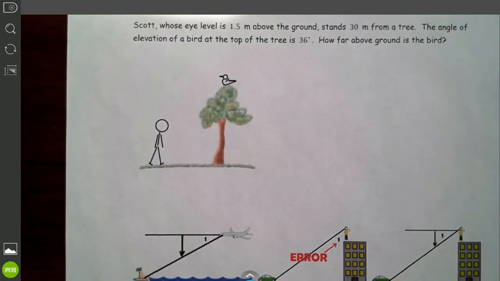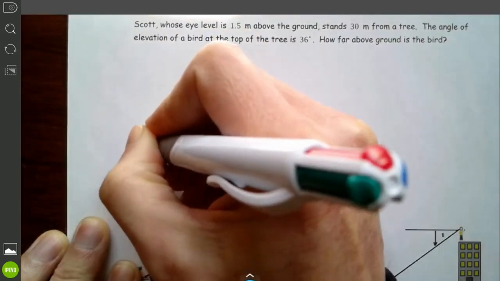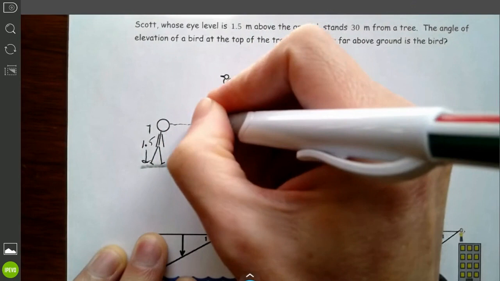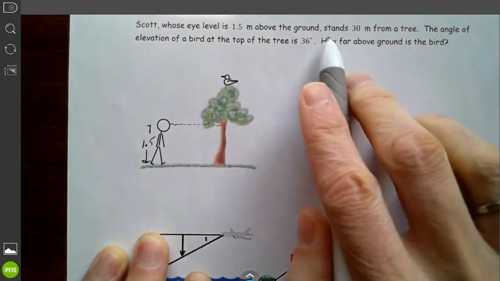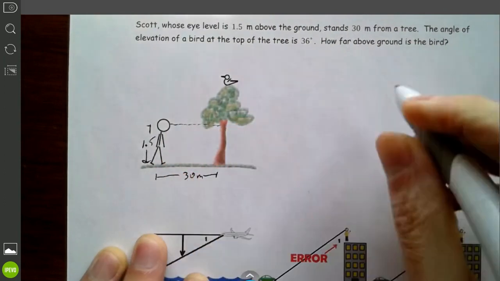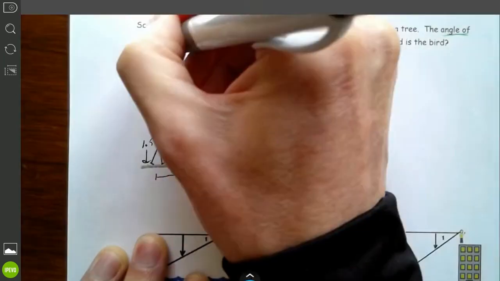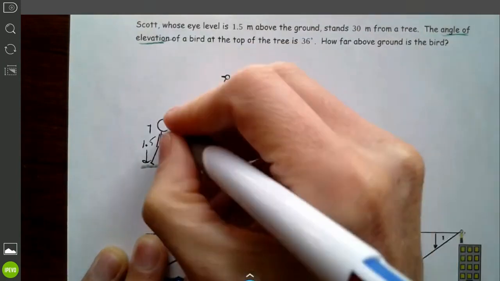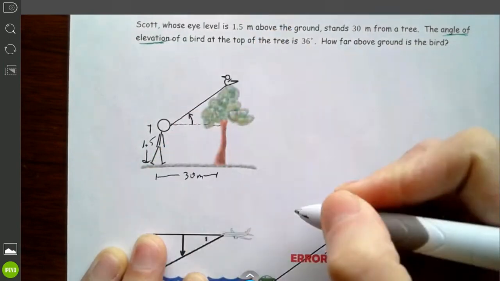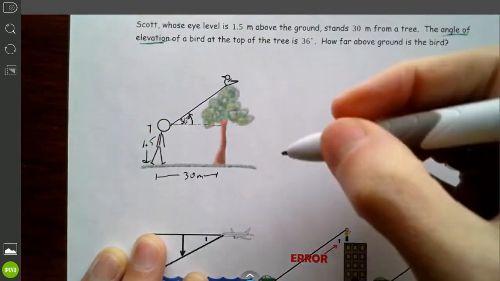Let's take a look at this problem. Scott, whose eye level is 1.5 meters above the ground. So Scott is 1.5 meters tall, or at least his eye is. So he's looking this way. That's his eye height. And he stands 30 meters from a tree. So this is 30 meters here. We need to find the angle of elevation. He's looking upwards towards this bird. And since it's an angle of elevation, we're looking up from the horizontal line. We know that the angle of elevation is 36 degrees. So there we go.